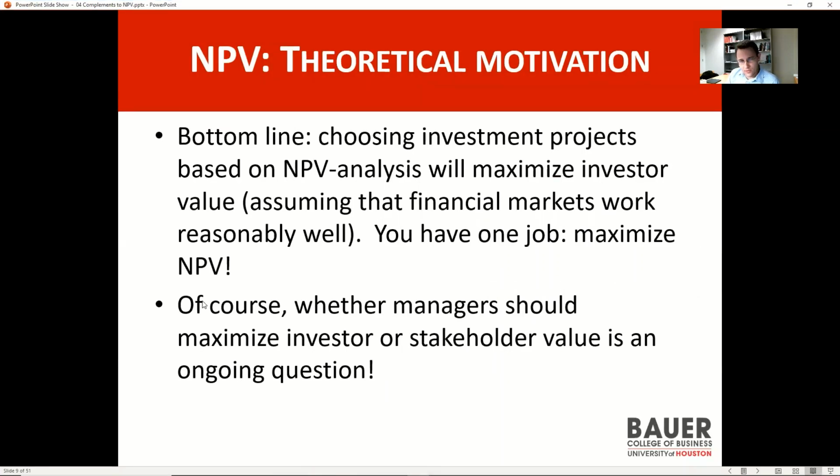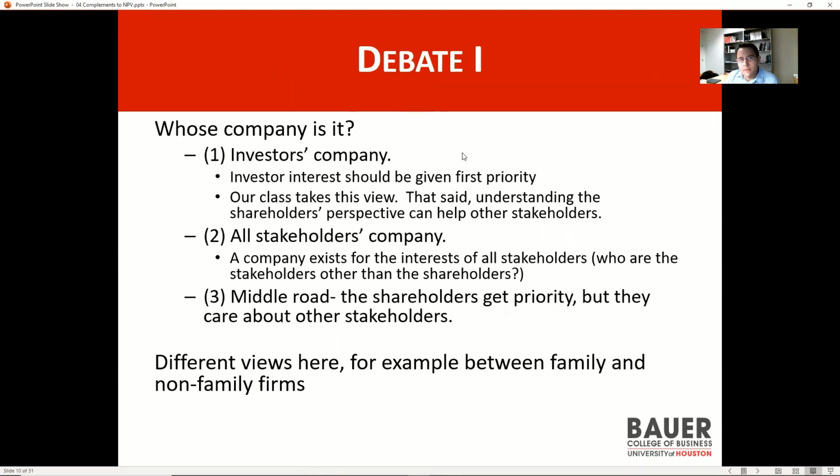Now, there's a separate question. Maybe it's been bothering you a little bit. We've just been talking about things from the perspective of the investors a lot. So this is a bit of a debate. Whose company is it? Who should we be thinking about when we make decisions? The first view is that it's the investor's company. Investor interest should be given the first priority. And when we do NPV, that's the view we're taking, kind of implicitly. We're valuing things from the perspective of the investors when we calculate NPV.